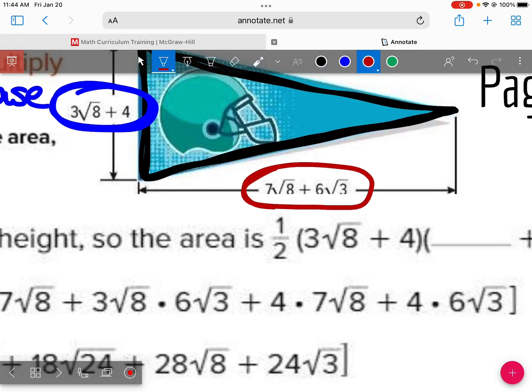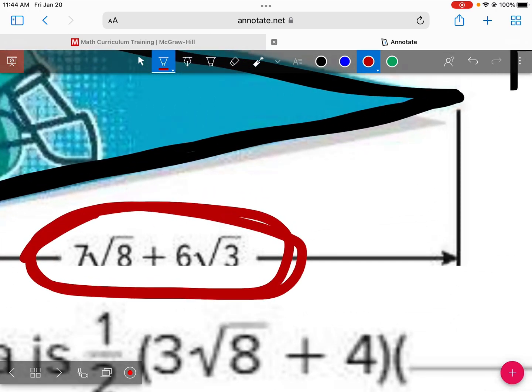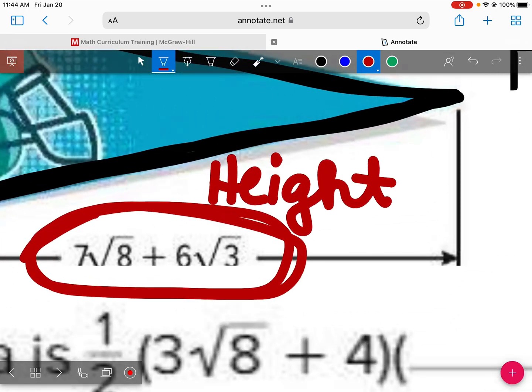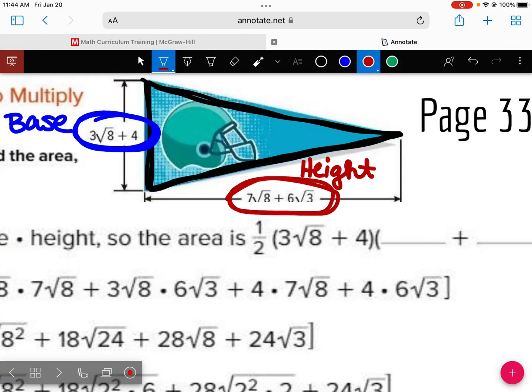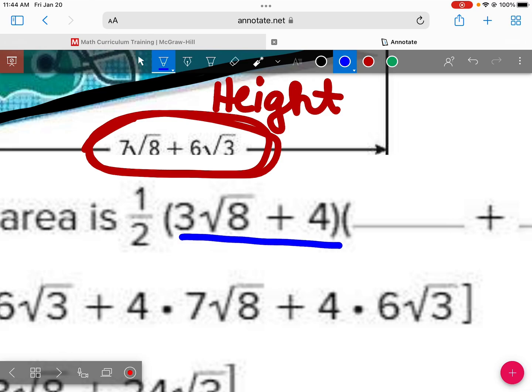Here is the height. So we need to substitute into this formula 1/2 base times height. And they're starting that right here. So they've got the 1/2 there. What's this 3 square root of 8 plus 4? What is this? Where did it come from?